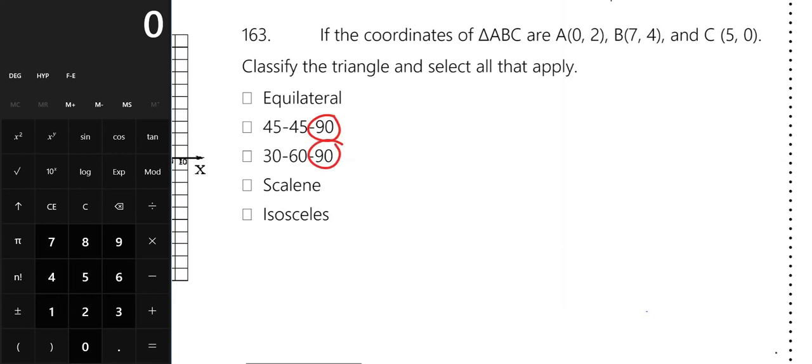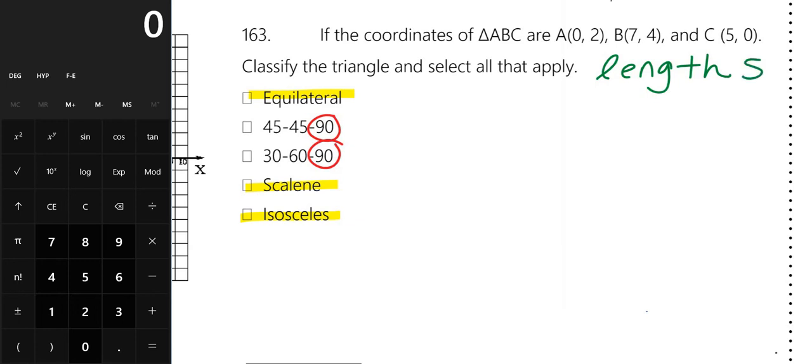Scalene, which says all the side lengths are different, and isosceles, which says that 2 of the sides are the same. So just these 3 choices here, you're going to be able to figure out which of the 3 it is based on what the side lengths are. So our first step here is to figure out what are the lengths of the sides. Let's figure out if any of them are the same, if they're equal.